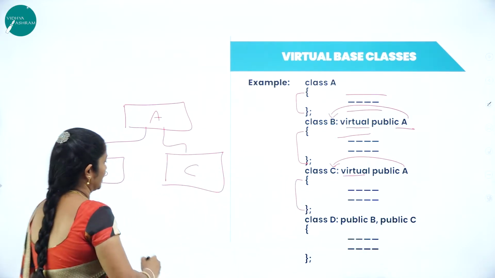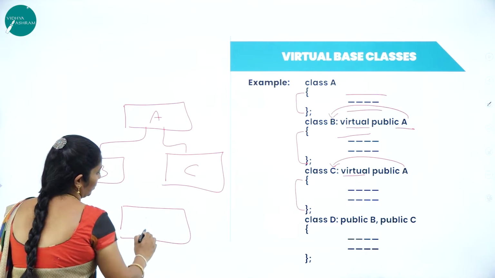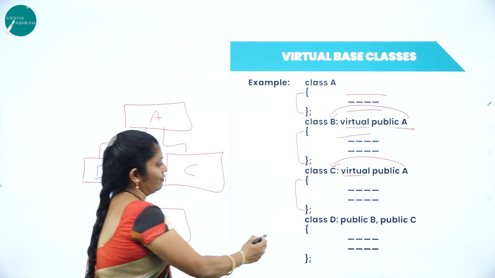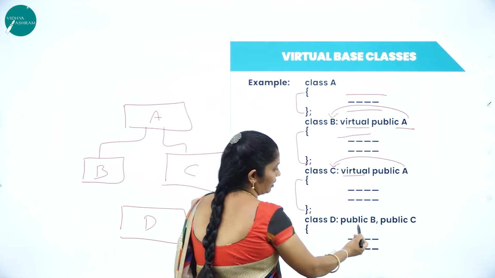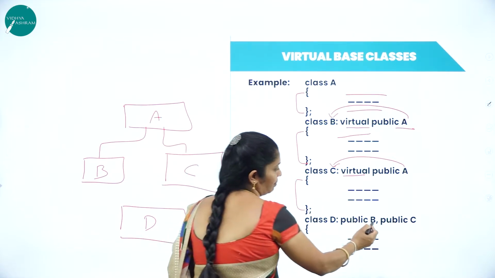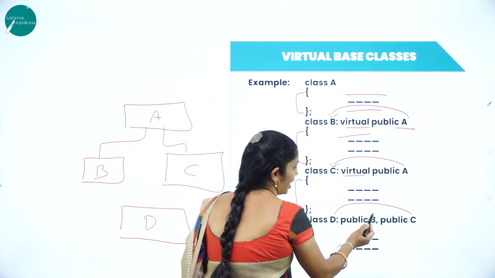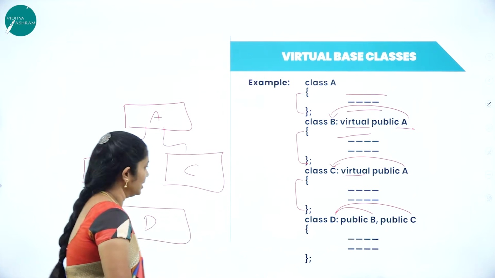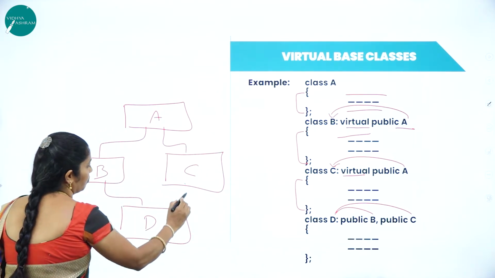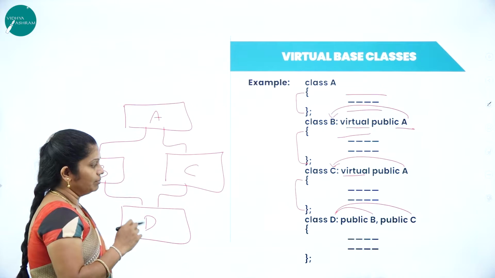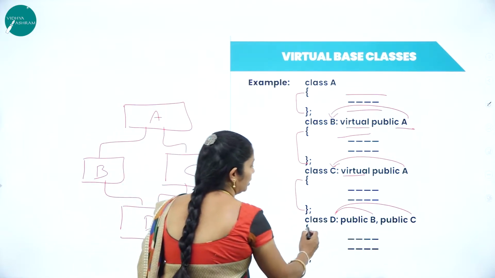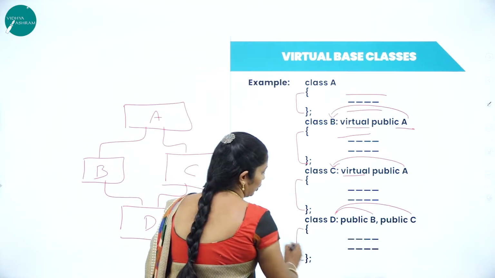Then one more class D we are creating. It is derived with visibility mode public from B and C. It means that D is derived from both B and C. From this, if I observe, here we opened class D and here we are closing.